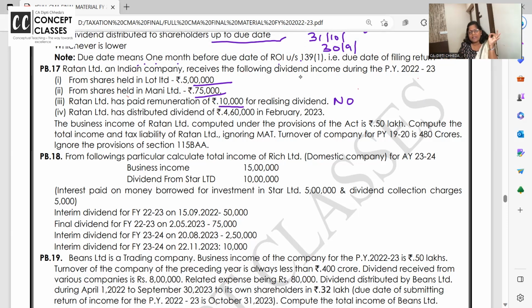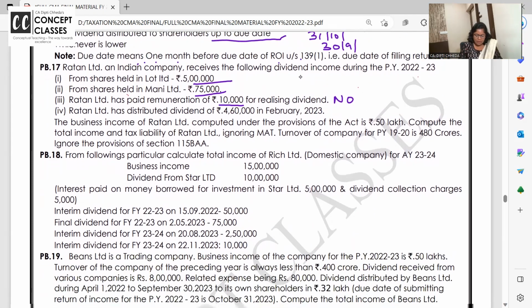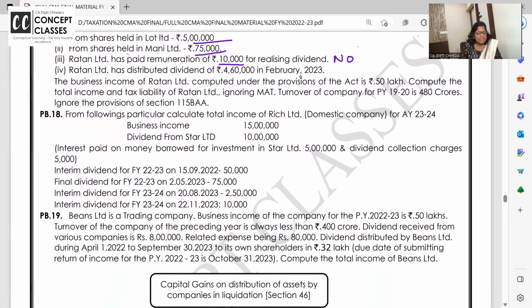What is allowed to be deducted? Only if you have taken a loan and paid interest, and that too limited to 20% of what you have received. Okay, right. So Ratan Limited has distributed dividend of 4,60,000. That's good. In 80M we can take a deduction. Okay, right. Now, the business income of Ratan Limited is 50 lakhs. Okay, their business income is 50 lakhs.